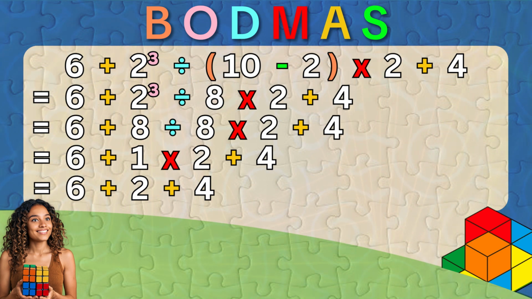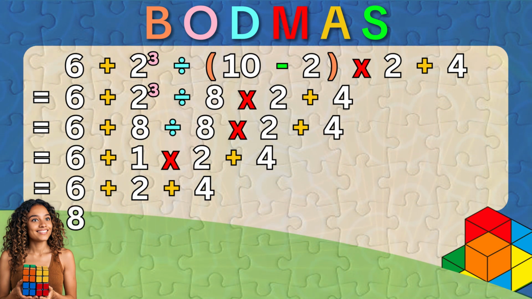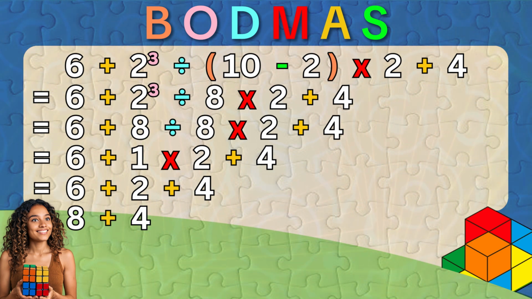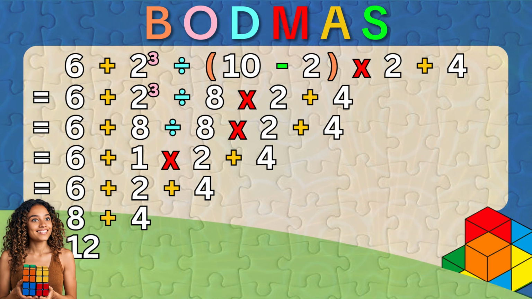And now we're left with 2 additions to do, and we know we'll be doing them from left to right. So 6 plus 2 is 8. Let's write that down, and now we're down to the absolute simplified sum of 8 plus 4, which we know equals 12. And that is our lesson for today.